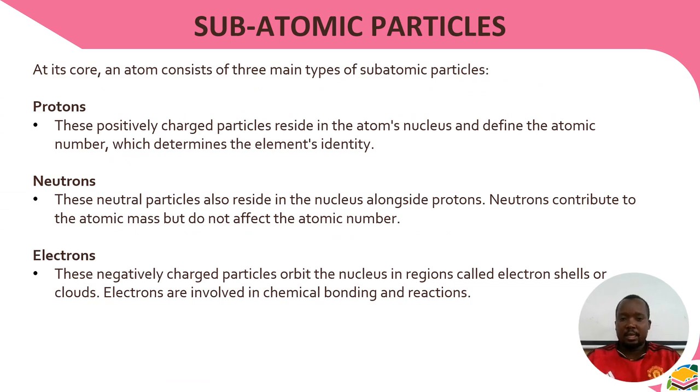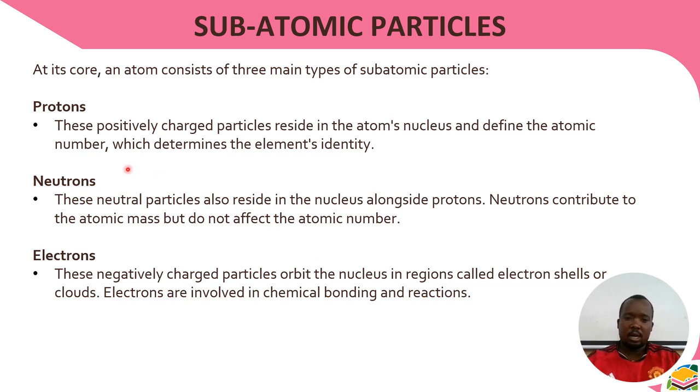So these electrons, protons, and neutrons are known as the subatomic particles. At its core, an atom consists of three main types of subatomic particles. As I've already said, these subatomic particles are protons, neutrons, and electrons. Now, a brief description of these subatomic particles.